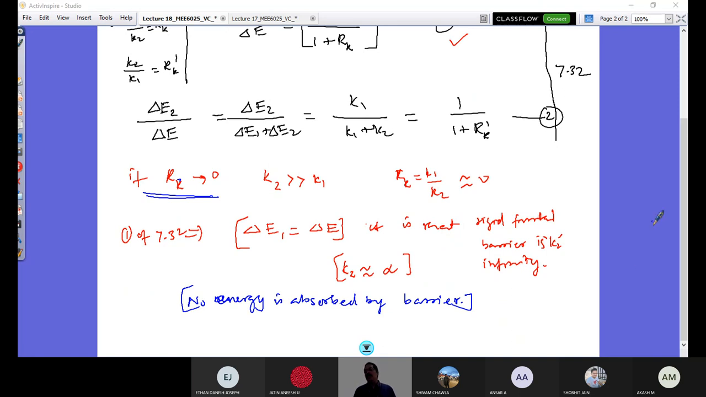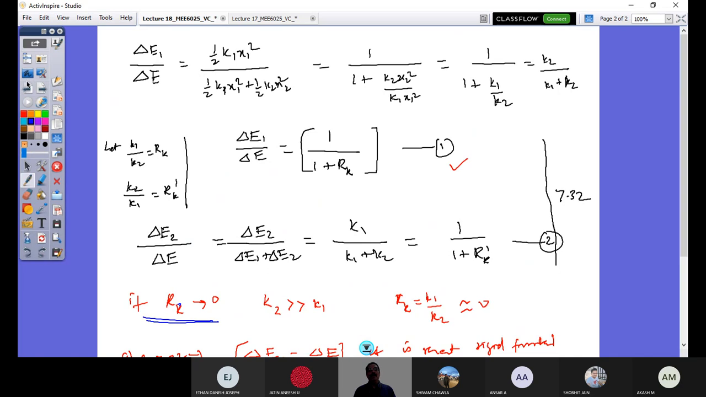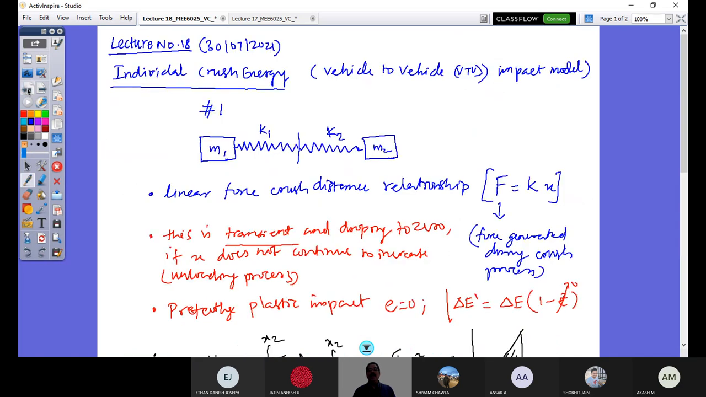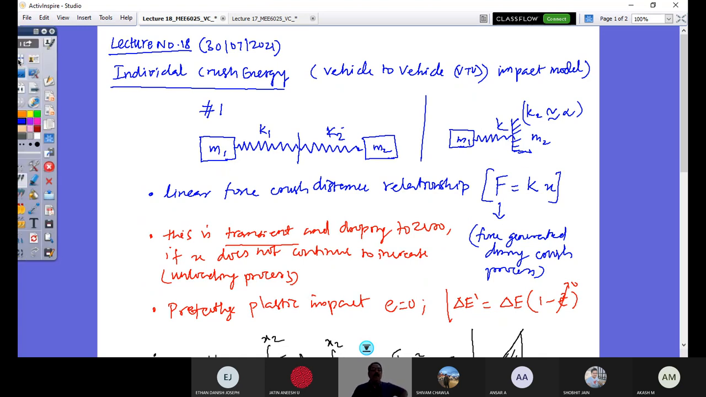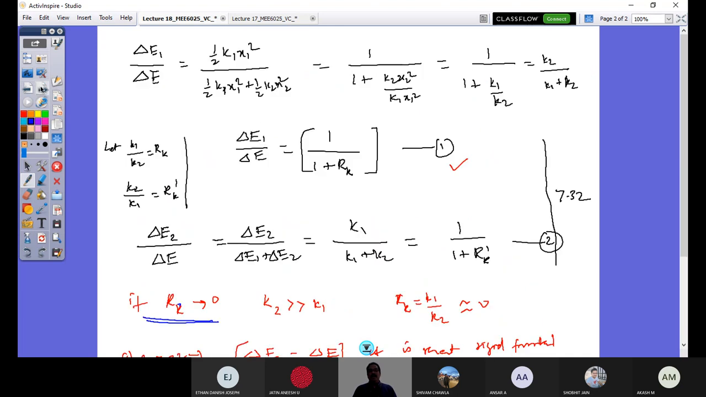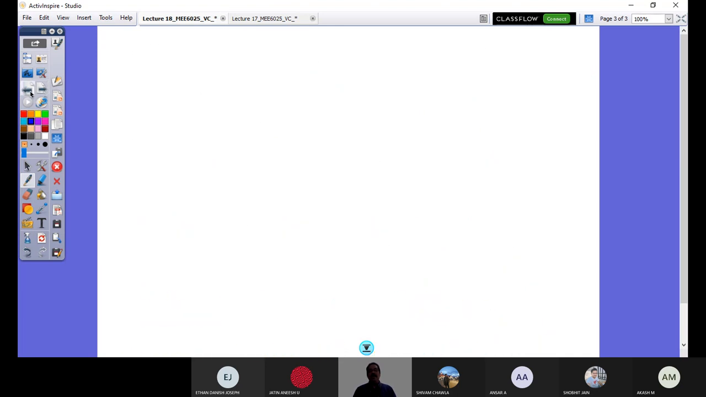So in this model, what is the meaning? You have here this. If K2 is infinity, this is not a vehicle, it's a full frontal barrier. So you have this vehicle with K1, and this is a rigid barrier. This is mass M2 and K2 very stiff, infinity. So this same model can be looked at for full frontal impact of the vehicle. So it's a simplified model, vehicle to vehicle collision or vehicle to full frontal impact.